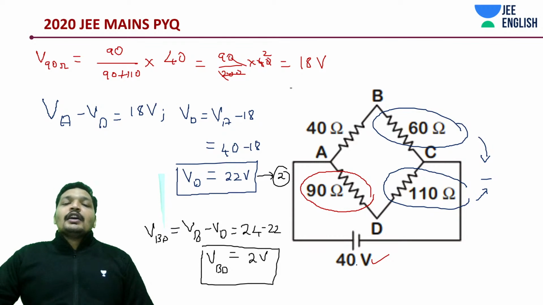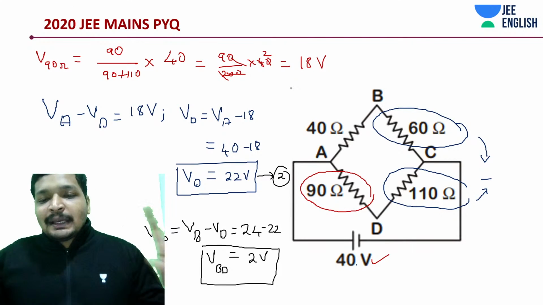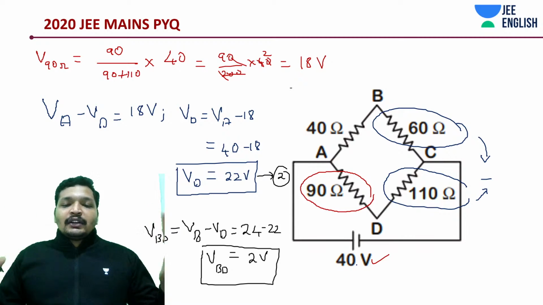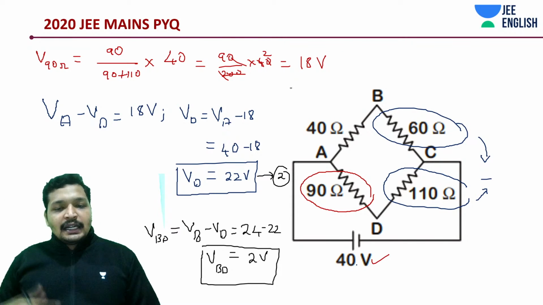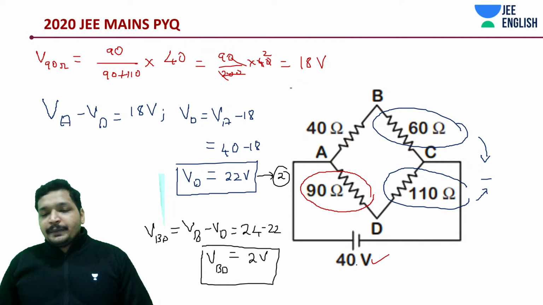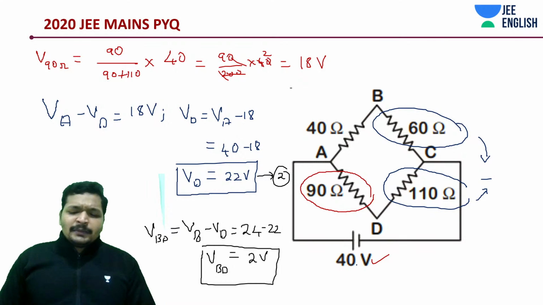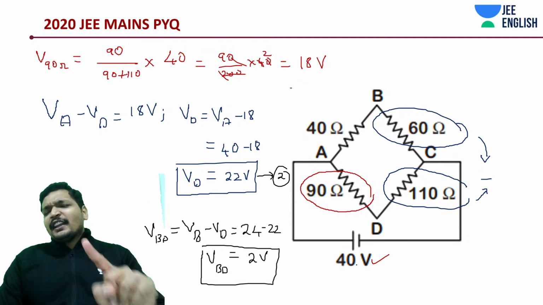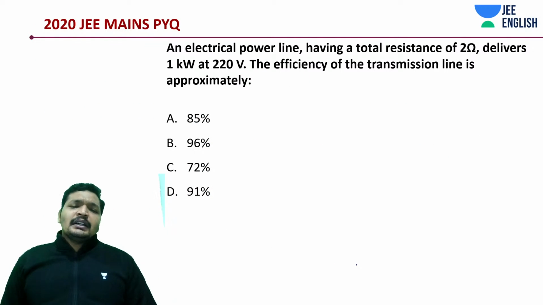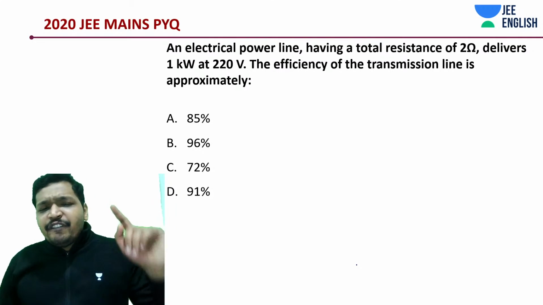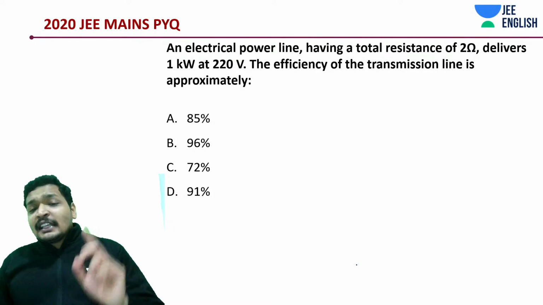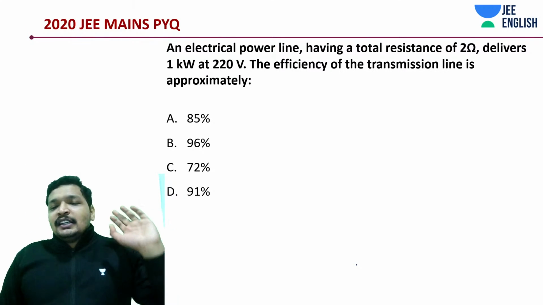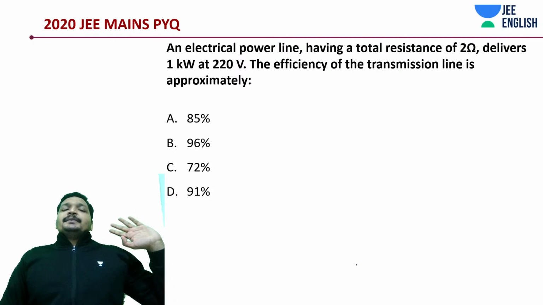Total is 40. That is what you have to understand: 40 volts kept in parallel across any network will anywhere drop only 40 volts. Current will also be generated accordingly. Let's move on to the next problem. Very interesting problem. Practical, very interesting, and even when it comes to calculation, you need to use some approximation.